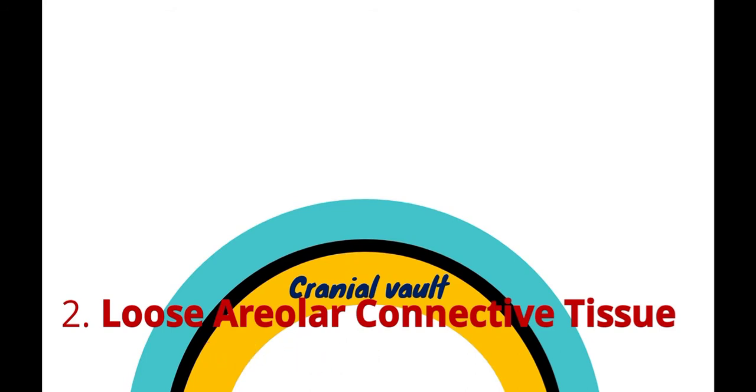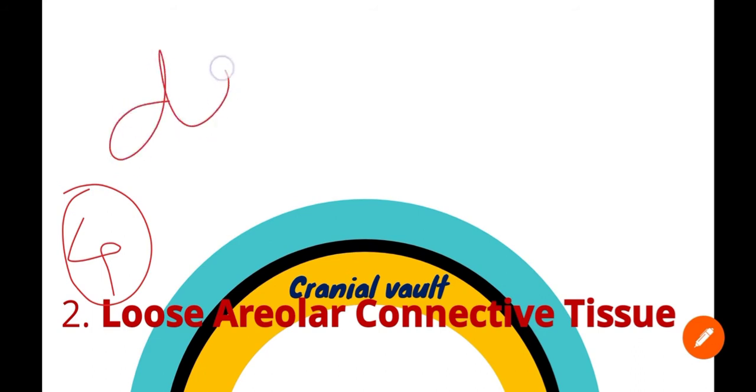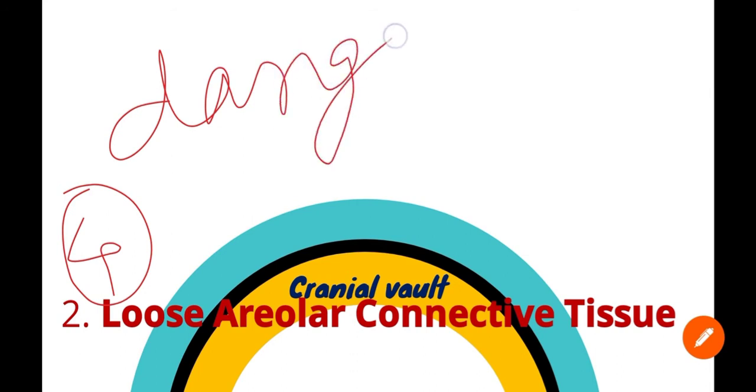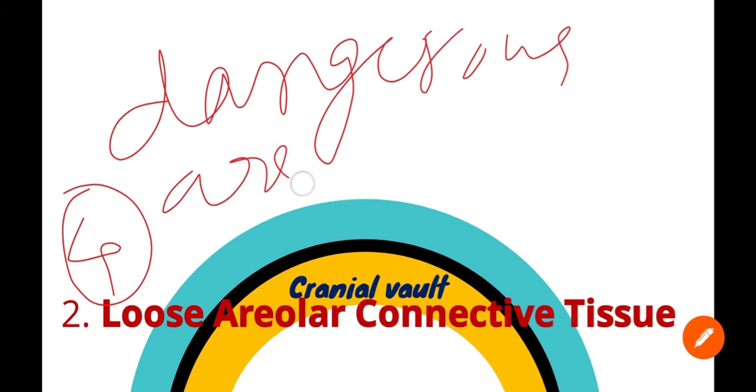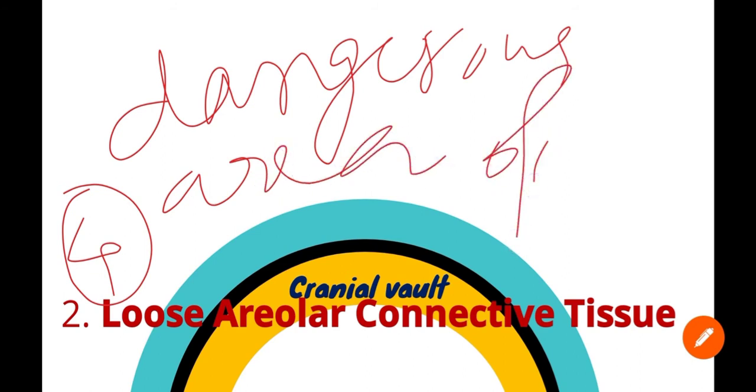Now the second layer from below or fourth layer from above is the loose areolar connective tissue. It has some clinical importance. This layer is called the dangerous area of the scalp. Why?